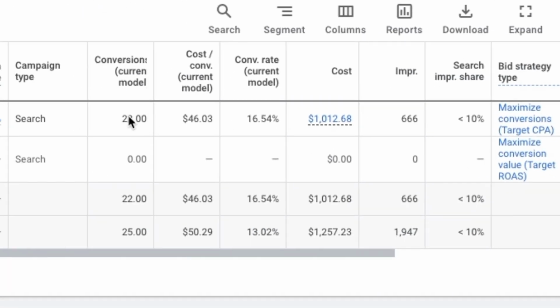Typically, when we get over the 15 to 20 conversion mark, we then move it to a TCPA to help us get more leads and keep the CPA down while maximizing the leads.